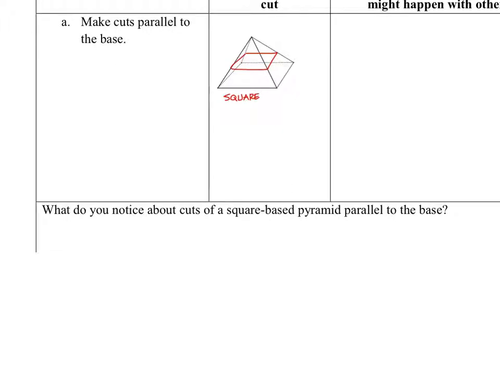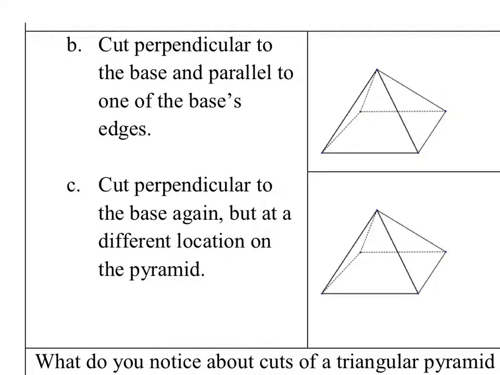So what do we notice about cuts of a square-based pyramid parallel to the base? They are all squares. Alright, if we cut this perpendicular to the base and parallel to one of the base's edges, then what do we get?